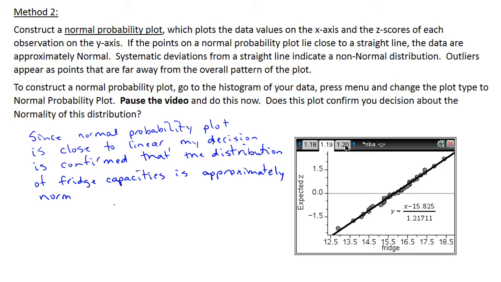I'll just caution you about using the word "it." You want to talk about the normal probability plot and then the distribution of the data. Many students will say something like, since it is linear, then it is approximately normal. And the "its" are actually talking about two different things there. So you have to be very clear what it is that you're talking about that's linear and what it is that you're talking about that is approximately normal. And don't forget to use context in your explanations. Okay, you should now go try the online quiz.